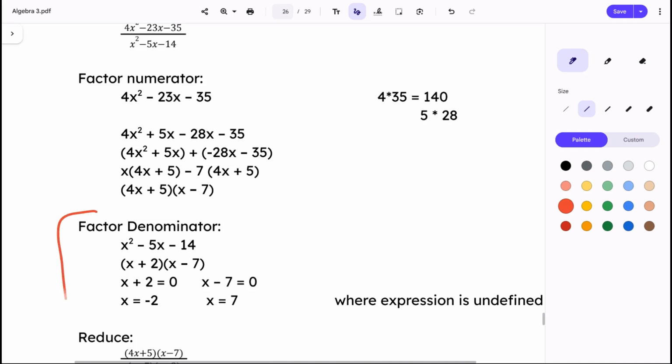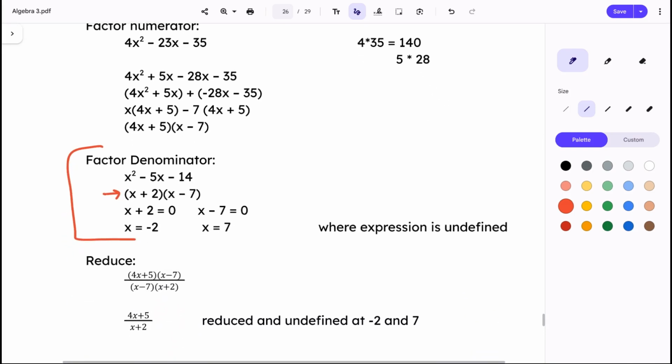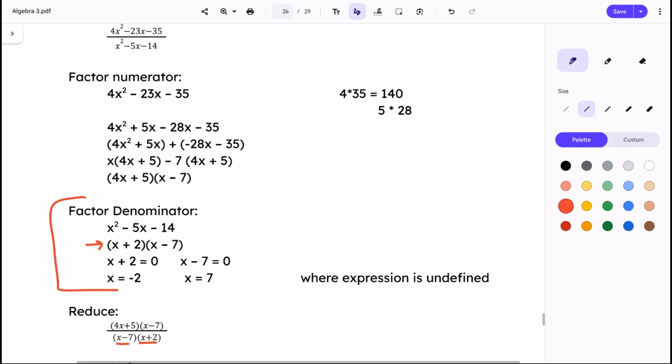So I'm just going to talk about this really quick. The two numbers that multiply to negative 14 and add to negative 5 were positive 2 and negative 7. So they wrote that out here, and then you set them equal to 0. Now that's going to be in your denominator. So you can also see down below, they wrote out these factored pieces down here, x minus 7 and x plus 2.